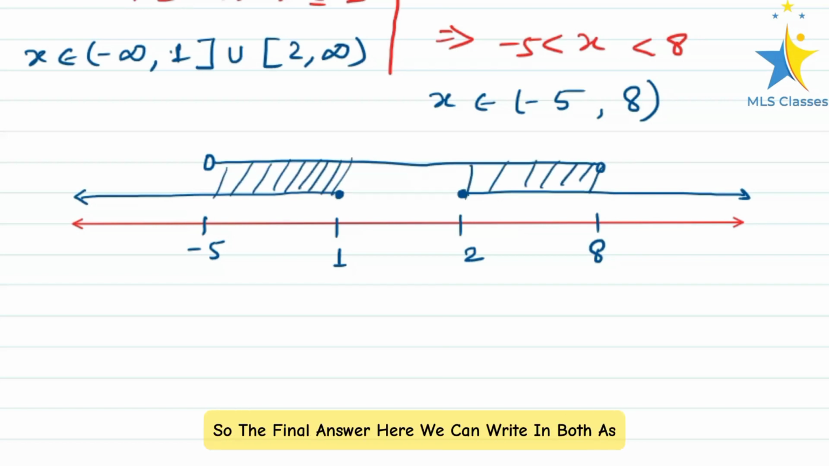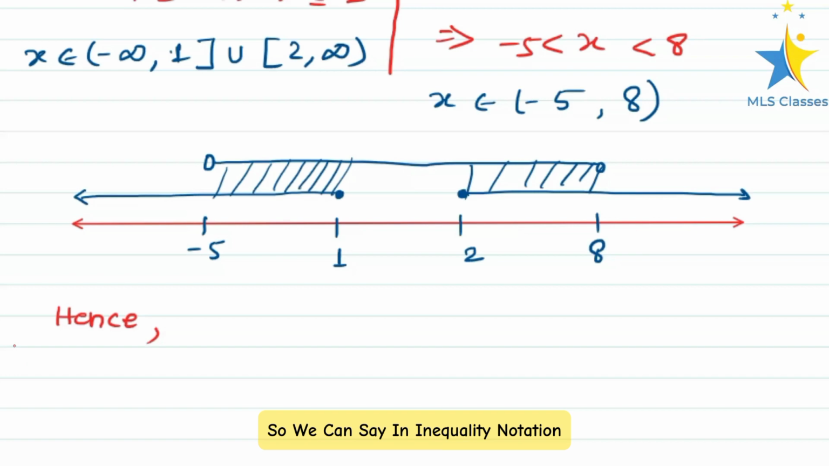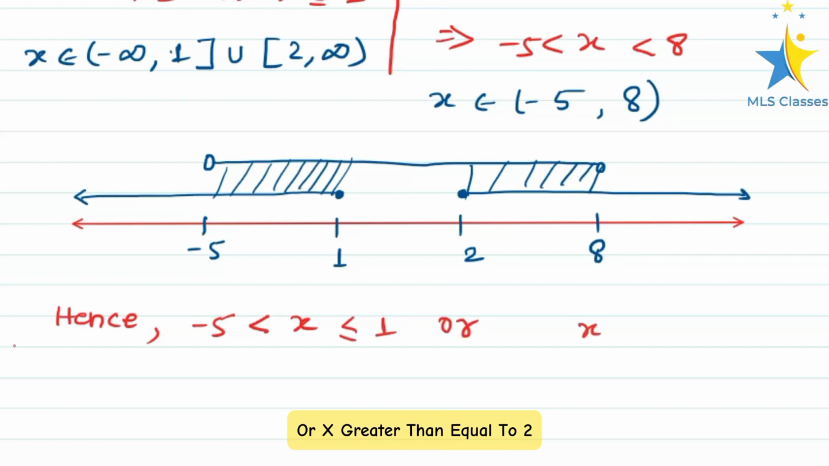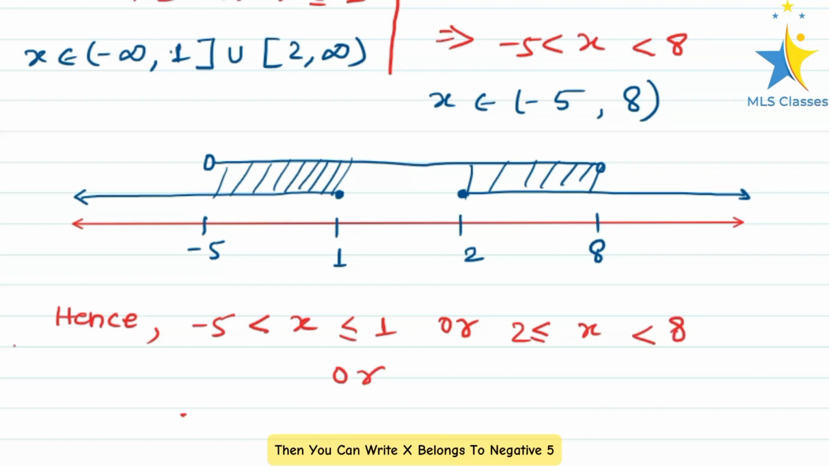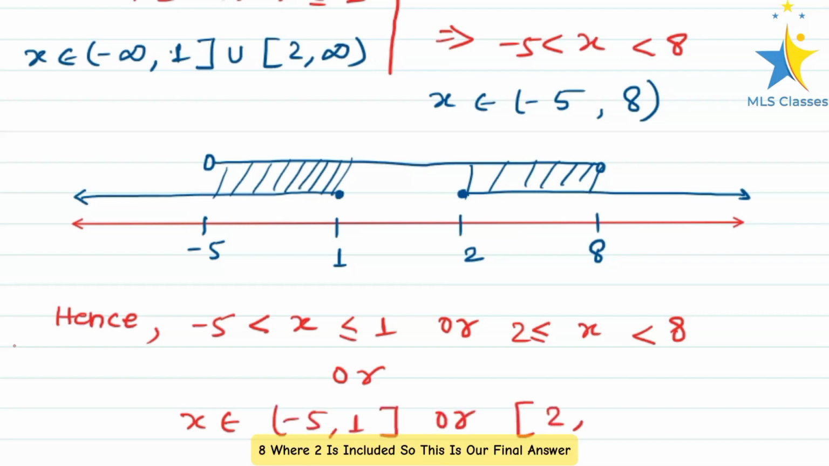So the final answer we will write in both ways. In inequality notation it can be written as x greater than negative 5 but less than or equal to 1, or x greater than or equal to 2 but less than 8. If you want it in interval notation, we write x belongs to negative 5 to 1, where 1 is included, or 2 to 8, where 2 is included. So this is our final answer.